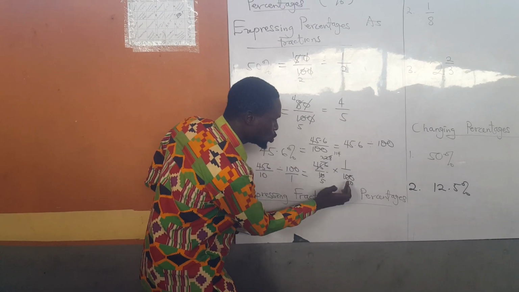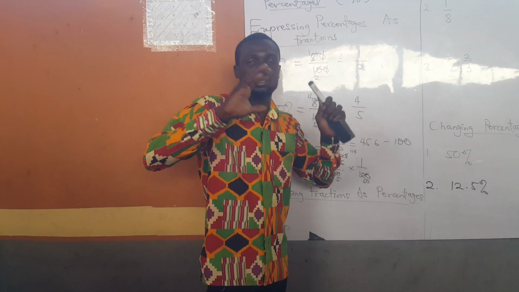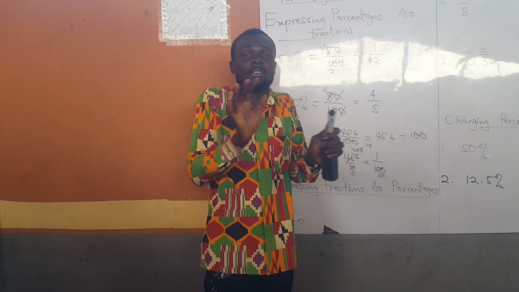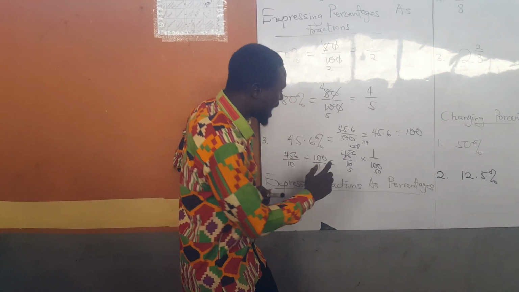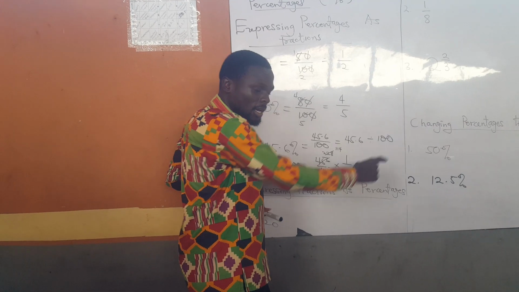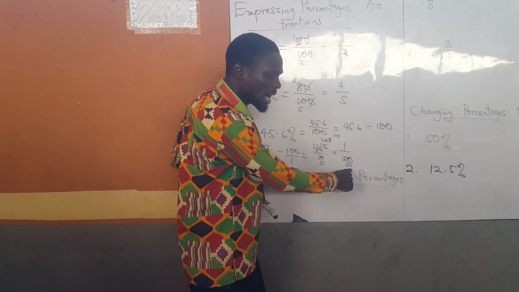Again, we can use 2 to simplify. You have to simplify till you get to the lowest form. When we say lowest form, it means you can no longer divide it anymore. So now, the 456 here, I'm now having 114. The 10 here, I'm now having 5. The 100 here, I'm now having 50.